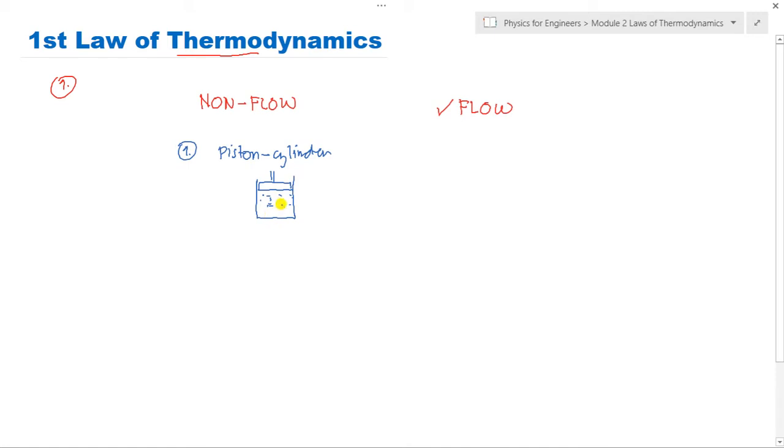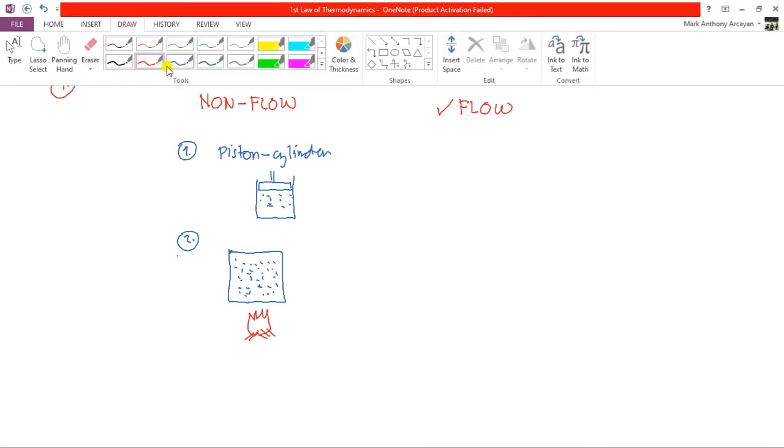Because here there is no flowing fluid or working substance, since it stays steady inside the cylinder. Second, we also have an evacuated container, or a rigid container. Inside this rigid container is our working substance. It could be air or water. And in that case, we apply heat. So this one is an example of a non-flow process.